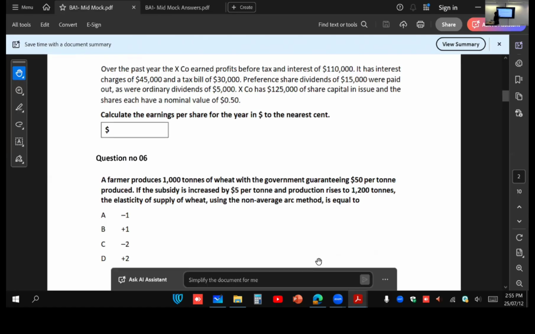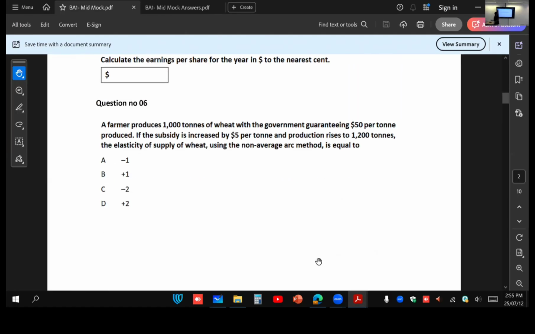A farmer produces 1,000 tons of wheat with the government guaranteeing a $50 per ton produced. If the subsidy is increased by $5 per ton of production and rises to 1,200, price elasticity of supply using non-average arc method. What was the non-average arc method? Remember something like that? You learned in your scholarship time?